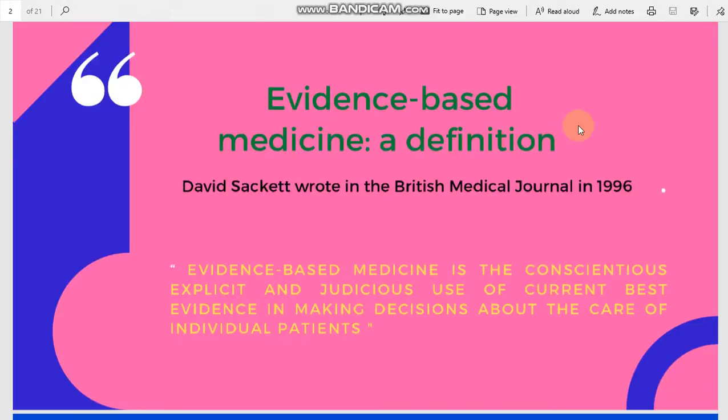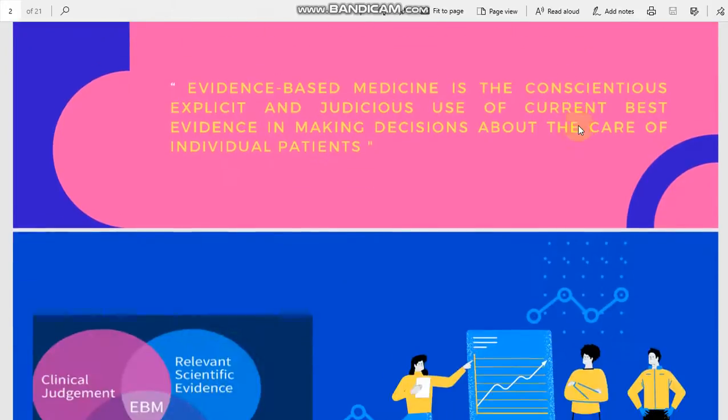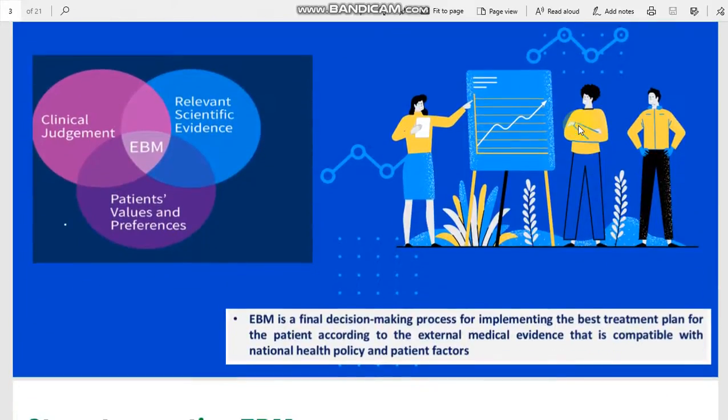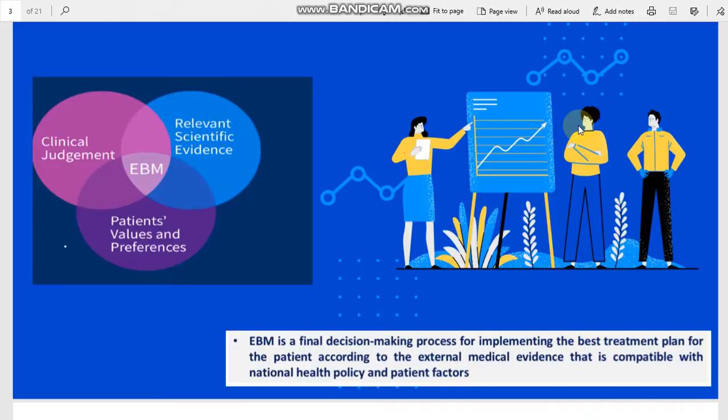Evidence-based medicine is the conscientious, explicit and judicious use of current best evidence in making decisions about the care of individual patients. So what are the components of evidence-based medicine? It is proper clinical judgment, relevant scientific evidence you will have to collect, and patients' values and preferences you will have to follow. So that forms the basis of evidence-based medicine.